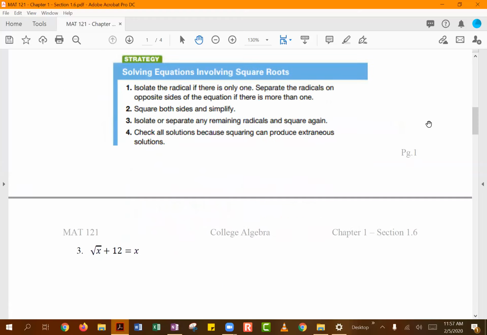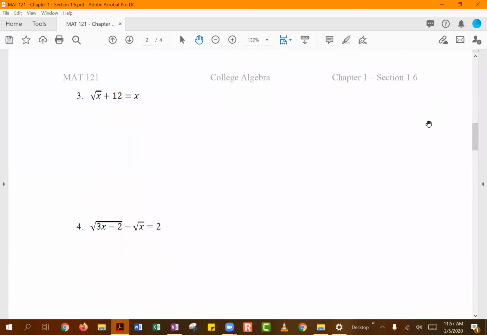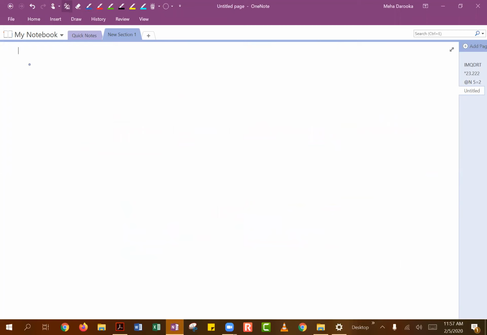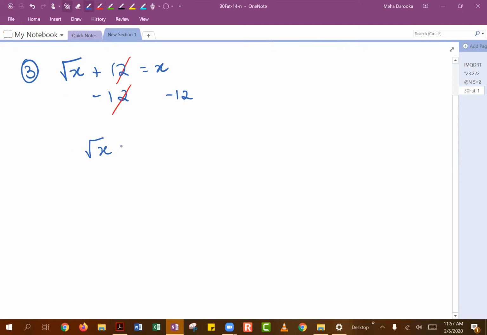So let's look at our first example here. That's number 3. You've got square root of x plus 12 equals square root of x. Okay, so remember what I said, isolate your radical, so get that square root of x by itself on one side. Which means we need to start by subtracting that 12. And now you have square root of x by itself and x minus 12 on the other side.